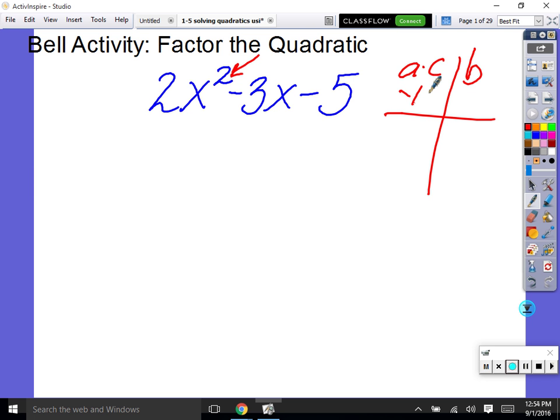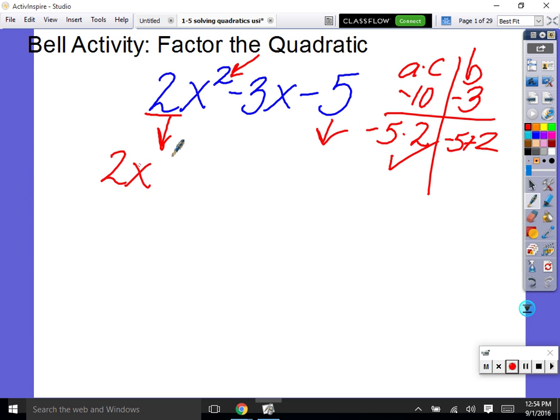A times c, what multiplies to be negative 10 and adds up to be negative 3, correct? Negative 5 times 2 is negative 10, and negative 5 plus 2 is negative 3. We cannot quick factor, our a value is not positive 1, so we drop. And we break, rewriting negative 3x as negative 5x and positive 2x.